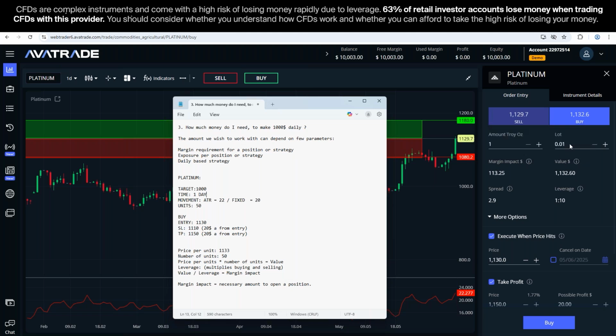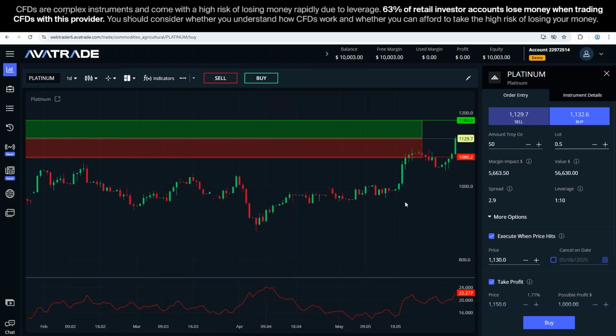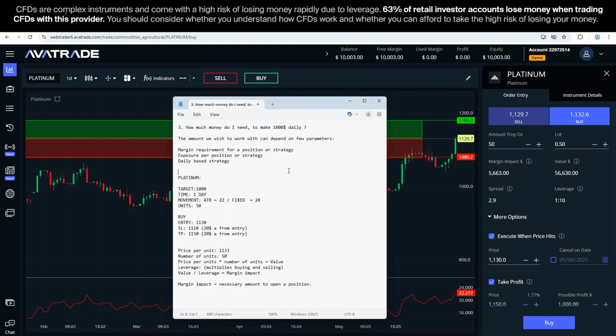This is only for platinum, and it's important for me that you guys understand that with $100 that I used as an example, I might be able to trade other instruments, which I'm going to show you in a moment. But first, we're going to paste the answer that we've got in here.